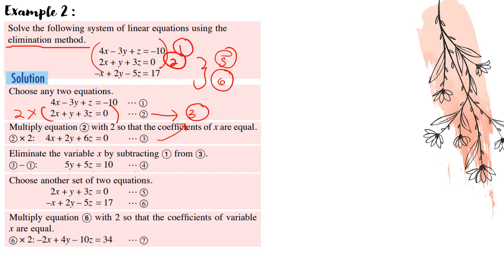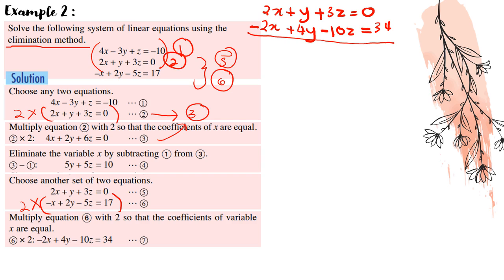Similarly, you have to eliminate one of the variables. Okay, let's say I want to eliminate variable x. So this one, you have to multiply with 2. So I write it here. So equation number 5, 2x plus y plus 3z is equal to 0. And equation number 6, if I multiply, it becomes negative 2x plus 4y minus 10z is equal to 34.